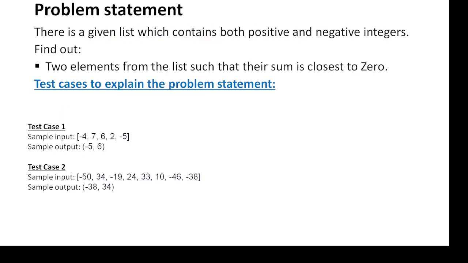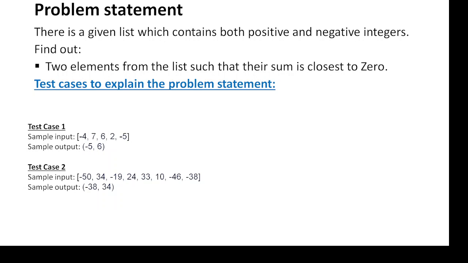So we have been given a list that contains both positive and negative integers. What we have to do is to find out the two elements from the list that have their summation value closest to 0. So to further enumerate the problem statement, I have given two test cases.